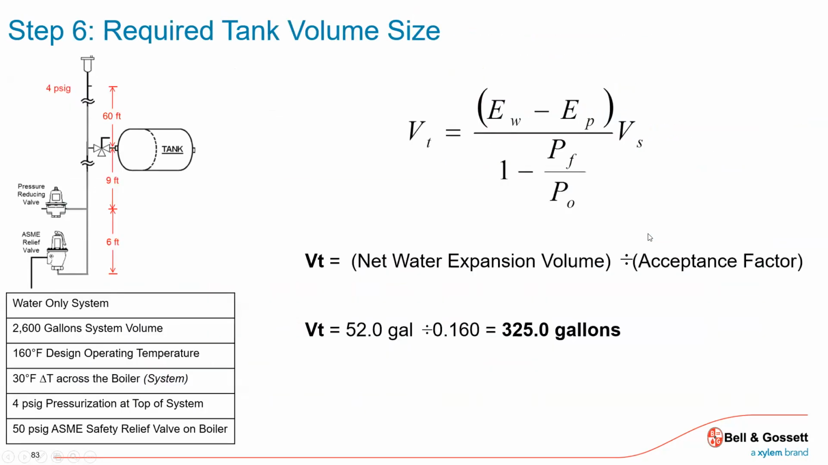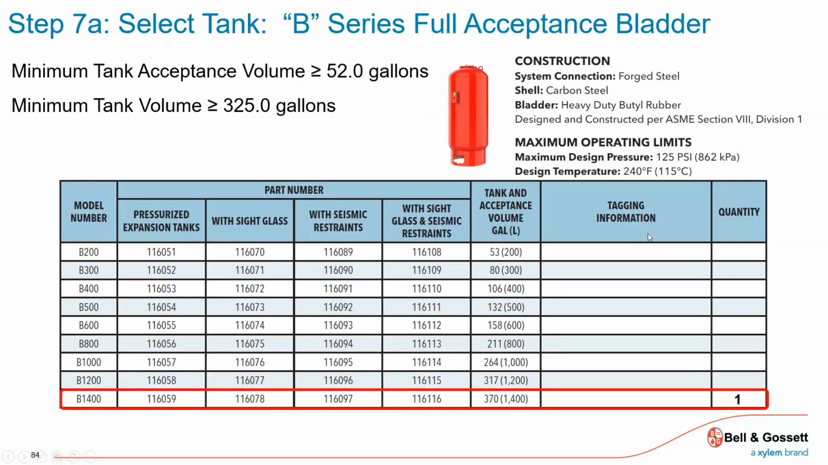So 325 gallons is my total tank. When I start looking at some of them, in this case a B series, which I refer to as a full acceptance, my minimum tank volume has to be greater than 325. In this case, the B 1400, which is obviously a good sized tank, can handle up to 370 gallons. That would be the model number that meets the set of conditions we just went through: 2,600 gallons, 40 degrees up to 160. What's my fill pressure? What's my relief valve? Plug in those numbers, and this is what I need.